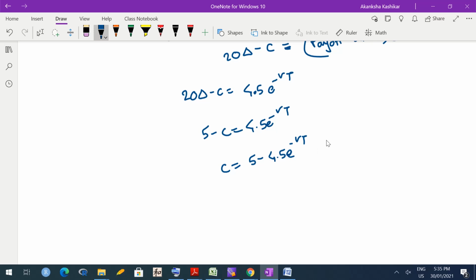So you can substitute value of R and T whichever is given. Here I didn't specify T, but you can take, say for example, T to be 3 months. So if T is 3 months, then this becomes 5 minus 4.5 e raised to minus 0.12 into 3/12, and this turns out to be, I think, 0.633. So optimal call option price turns out to be 0.633.